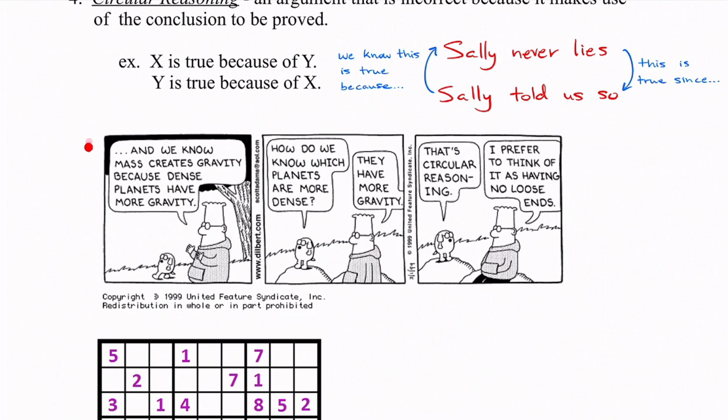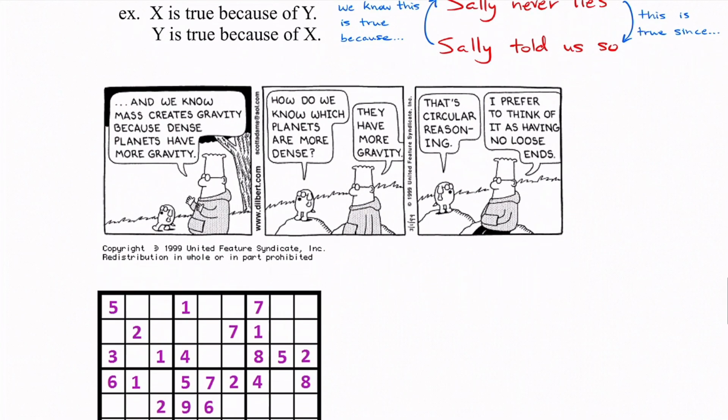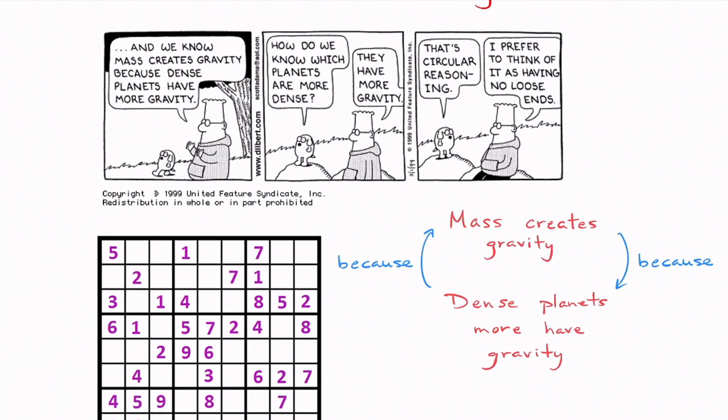We got another example here in this illustration, and it deals with gravity. If you want to read that, you can read that there. Just pause the video. I'm just going to reiterate that illustration with a circular diagram. As a circular diagram, it makes a little bit more sense. So it says mass creates gravity because dense planets have more gravity. Or you could say dense planets have more gravity because mass creates gravity. So it just kind of keeps going around and around in a circle, and you want to avoid doing things like that.